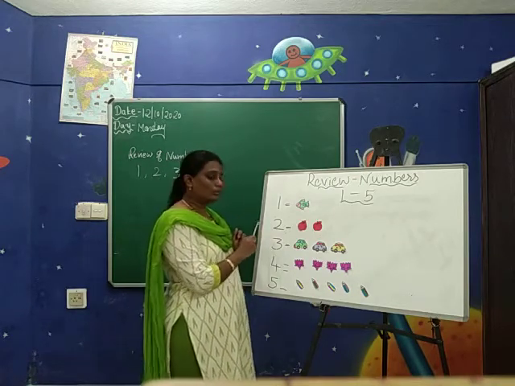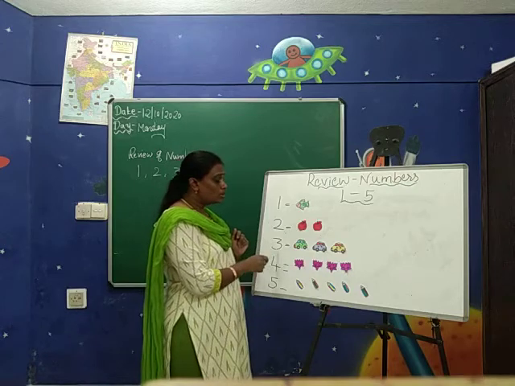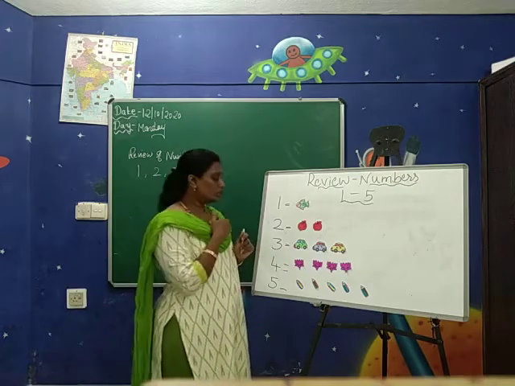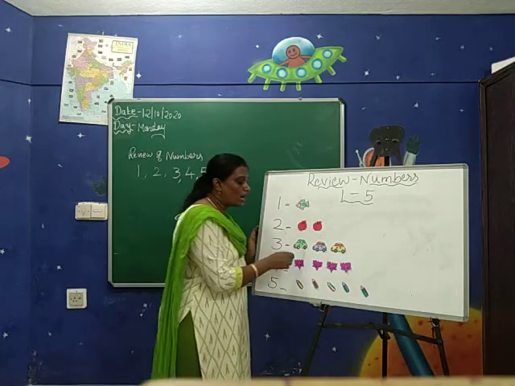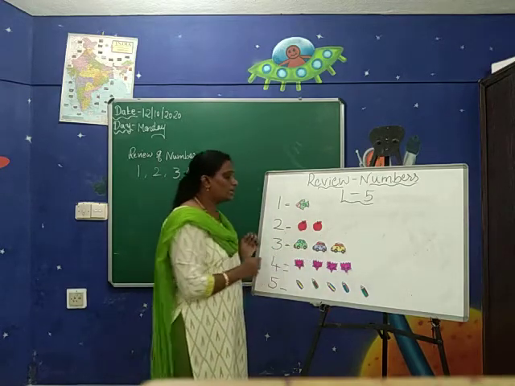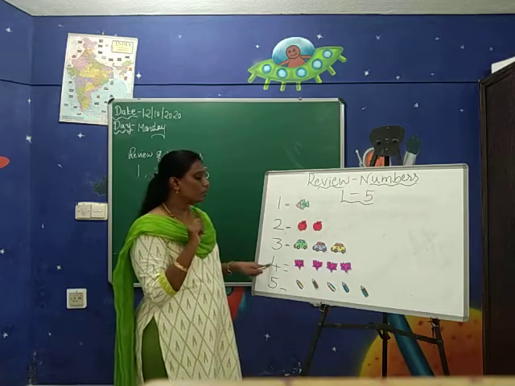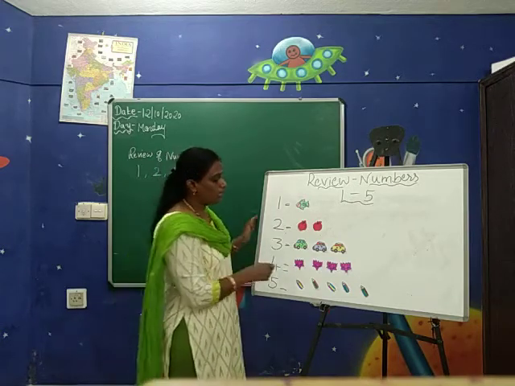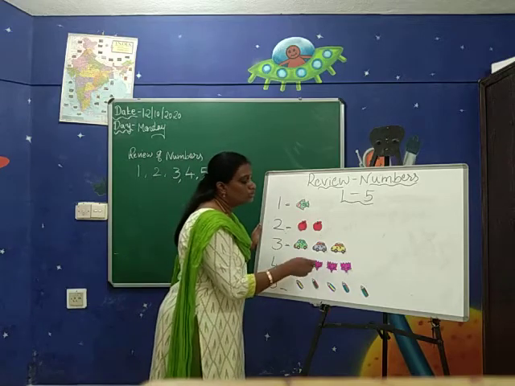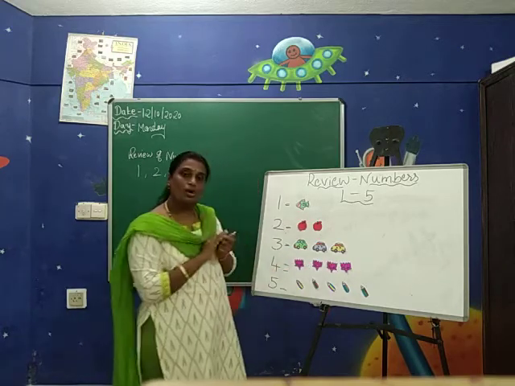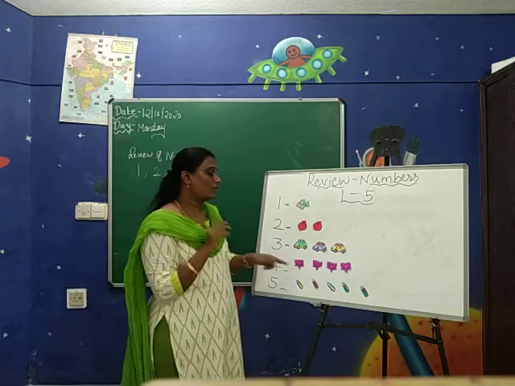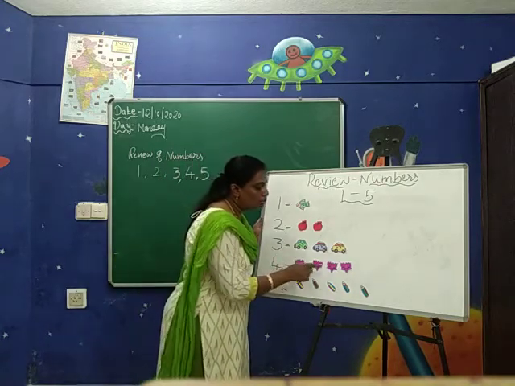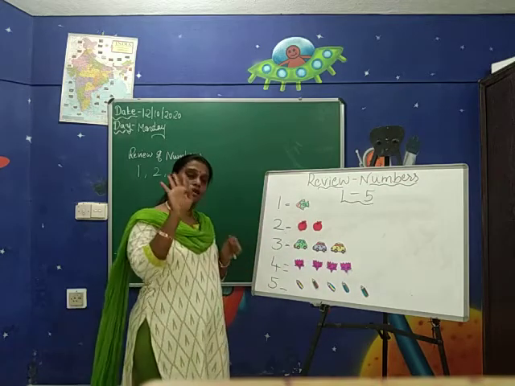You are number two. Next, you are number three. You are number three. Come and count with me. One, two, three. Yes, you are number four. You are number four. Come and count with me. One, two, three, four. Yes, you are number five.